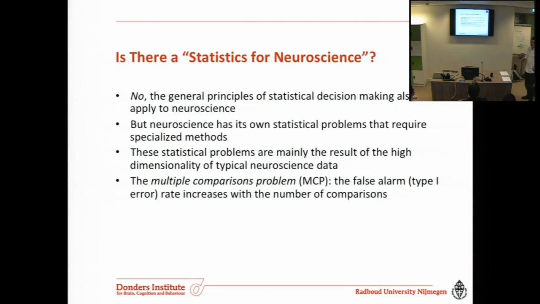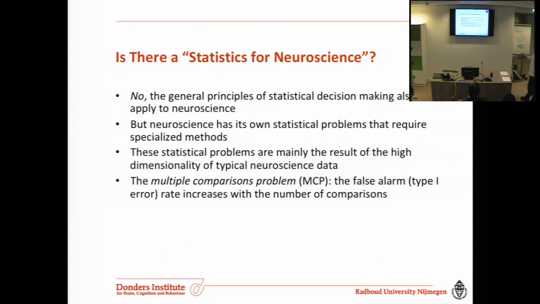Next question: is there something like statistics for neuroscience? And the simple answer is no. I think the general principles of statistical decision-making also apply to neuroscience. The concepts that we use are just the same as the ones that have been introduced by statisticians for statistical analysis of much smaller problems, typically scalar data, comparing the lengths of subjects in two groups, or typically it comes from agriculture experiments. Is the yield higher with this fertilizer as compared to that fertilizer? Those are typically scalar observations. But the concepts for dealing with the uncertainty in those experiments, those concepts we also use.